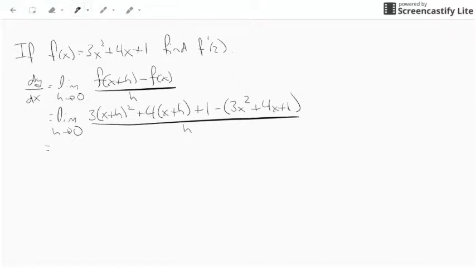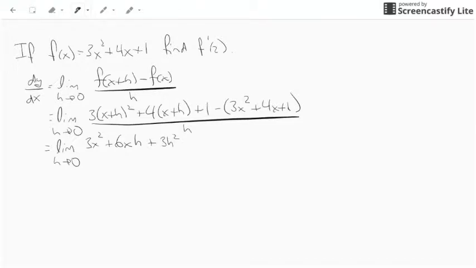All right, now that's kind of big and ugly here. It's going to get a little bigger and a little uglier in a second because I'm going to now expand out this first term, this 3 times x plus h squared. That will end up becoming 3x squared plus. Now, when I expand out x plus h squared, the middle term will be 2xh. And when I multiply by 3, I'm going to get 6xh plus h squared multiplied by 3, so 3h squared.